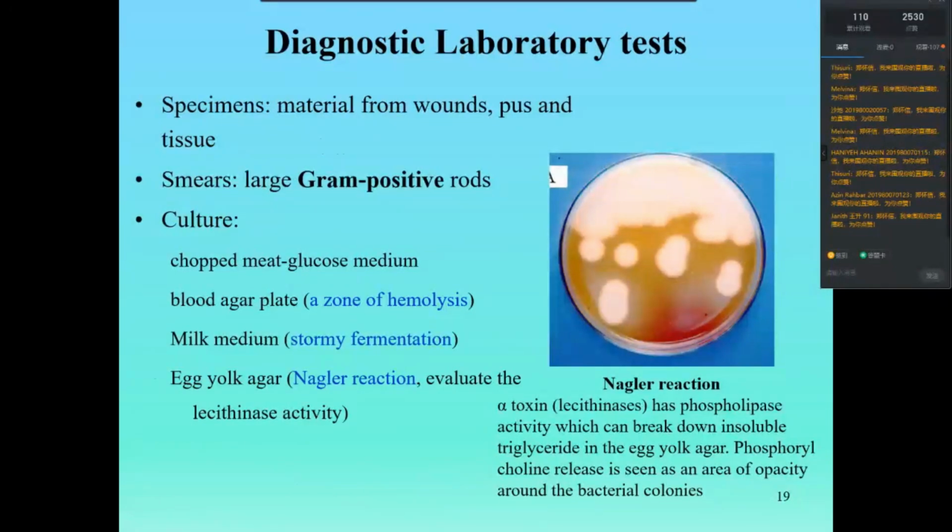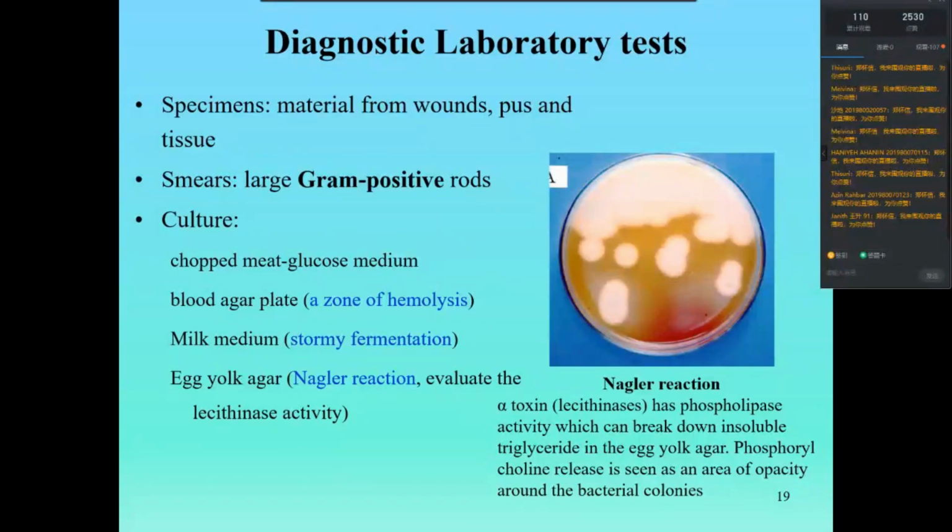For diagnosis, we can follow the standard procedure, collect the specimens, either the material from the wound, the pus, or the tissue, or you can collect the patient's stool and check it. And under the microscope, they are gram-positive rods and very large. And if you isolate and culture the pure bacteria on agar, you can use different agar, including blood agar, chopped meat glucose medium, milk medium. So that's the stormy fermentation we introduced before.